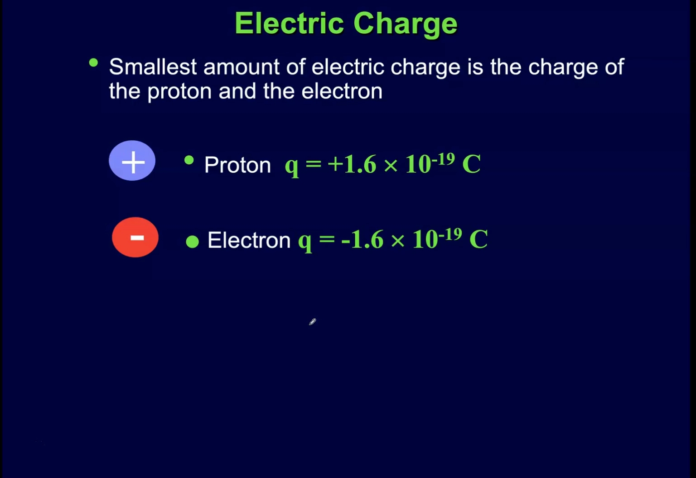So the smallest amount of electric charge is the charge of the proton and the electron, and here is what they are in SI units, the magnitude, and of course the proton is positive, electron is negative.